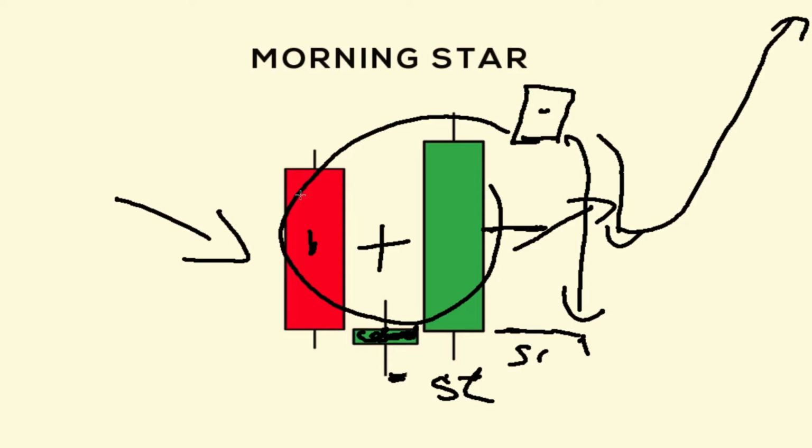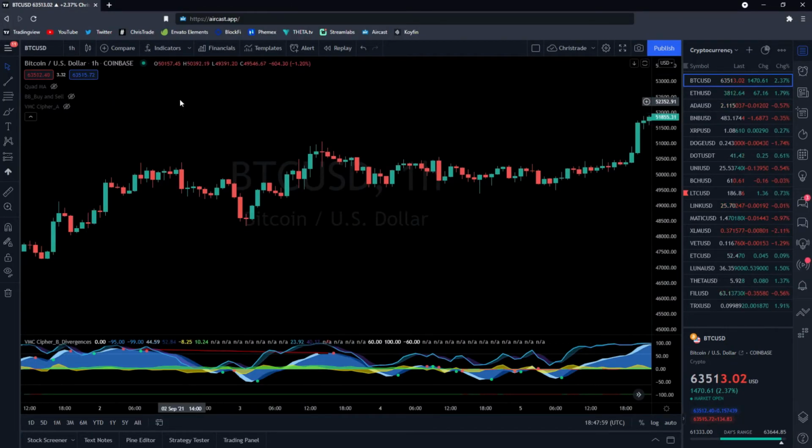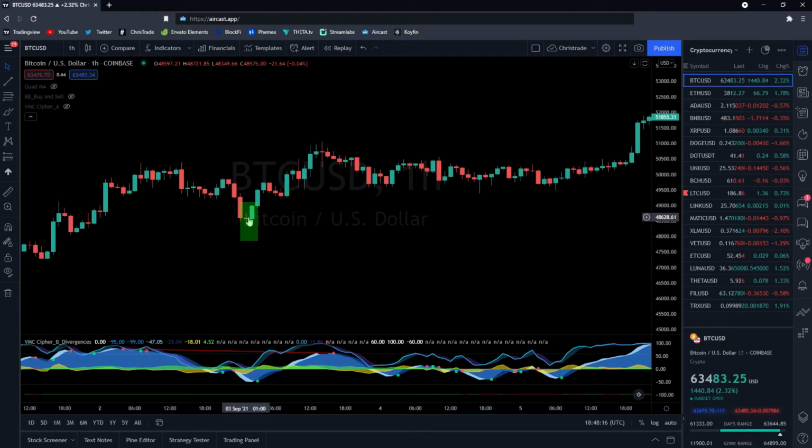Now I do want to show you a live chart of a morning star, and we're going to be having a look at Bitcoin. So we've got Bitcoin on the hourly chart, and this particular time was on the 3rd of September. As you can see, we've got your downtrend occurring here. This is in red, so as explained, this is indicating indecisiveness in the market, and then it's followed by your green candle, and this candle is halfway of this.